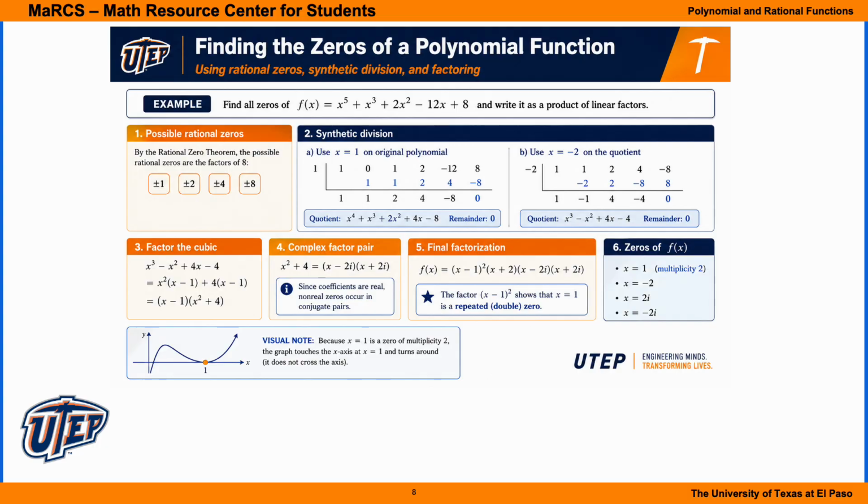So now finally, we can see all the zeros of f of x by setting each of those terms equal to 0. So that means x is equal to 1 with a multiplicity of 2, x is equal to negative 2, x is equal to 2i, and x is equal to negative 2i.